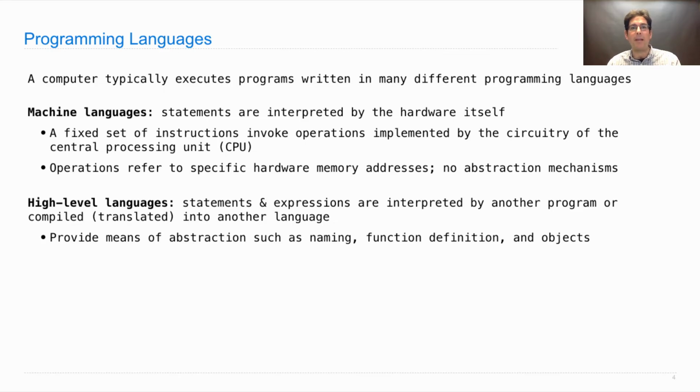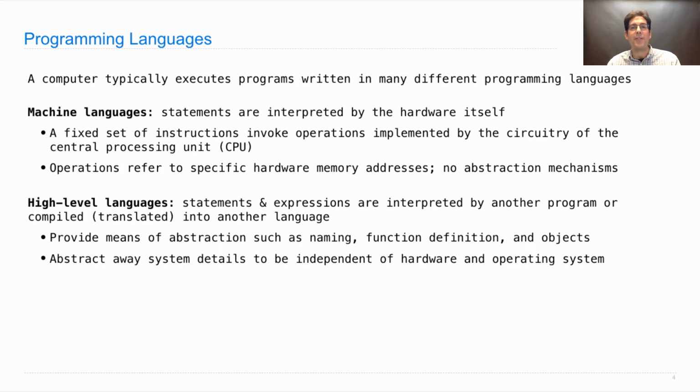A machine language might be used to implement a compiler for the C language, which is a high-level language used to build the interpreter for Python, for example. High-level languages are easy to program in because they provide means of abstraction, and they also abstract away certain system details so that you can write the same program and have it run on different machines made by different hardware manufacturers, or run inside different operating systems created by different companies or organizations.